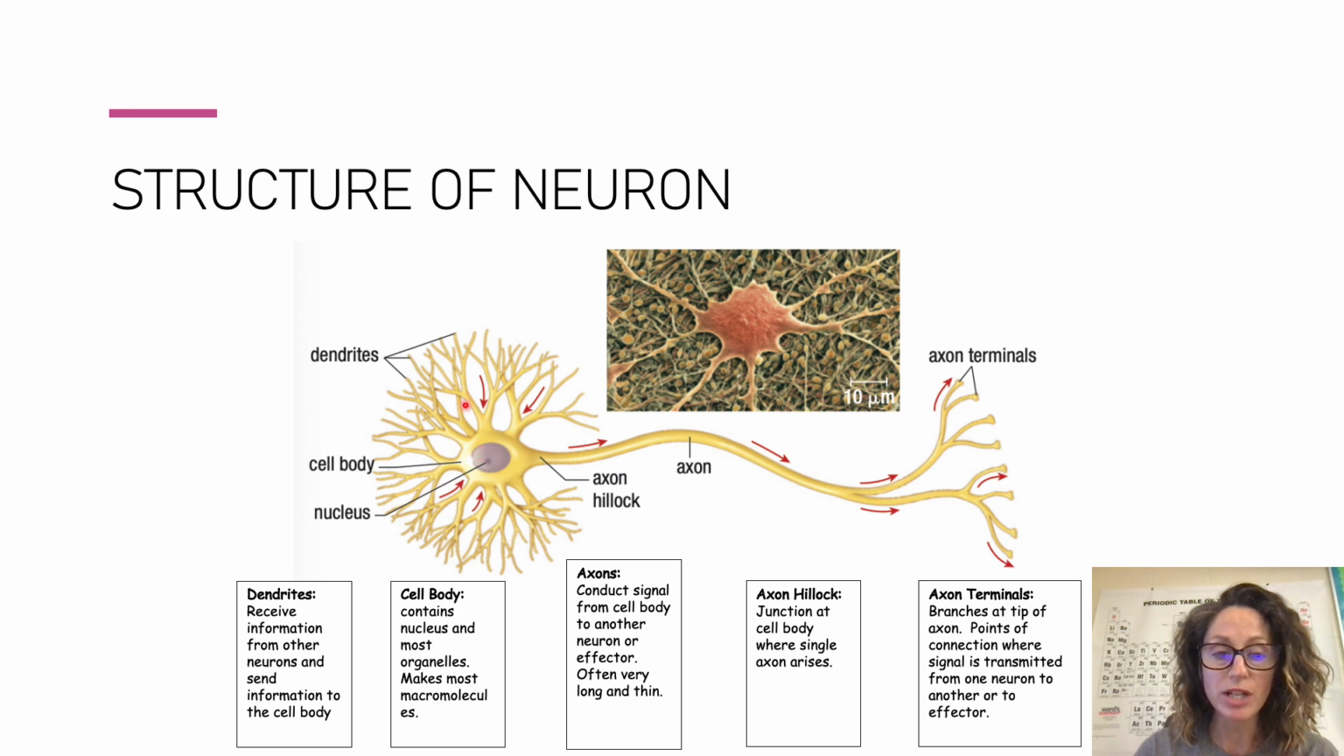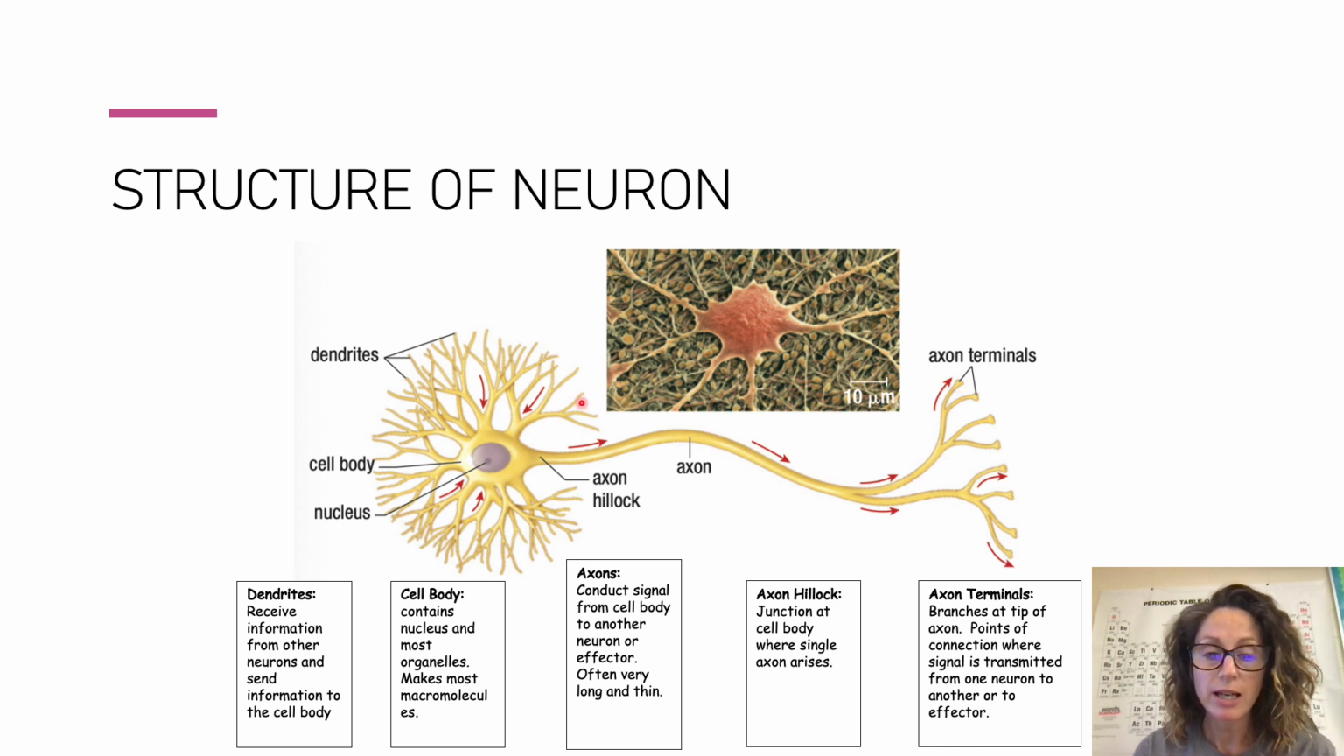We also have these branching off, coming off of the cell body, which are dendrites. So dendrites are actually receiving information from other neurons. So these are making connections with a whole bunch of other neurons. We also have the axon, which is going to be sending a signal from the cell body down along the axon, down to the axon terminals.